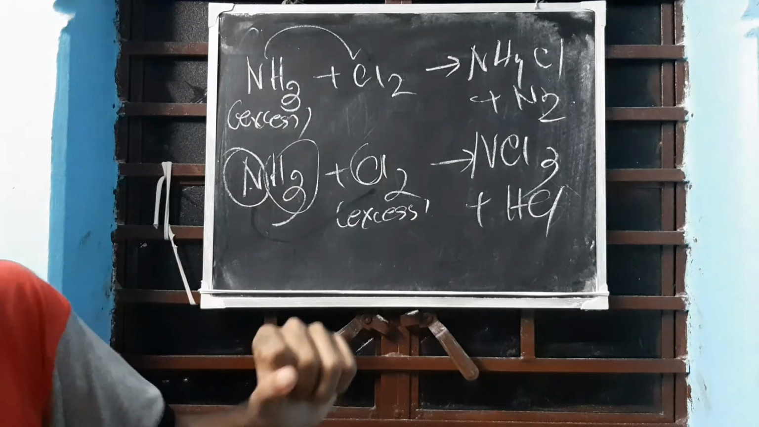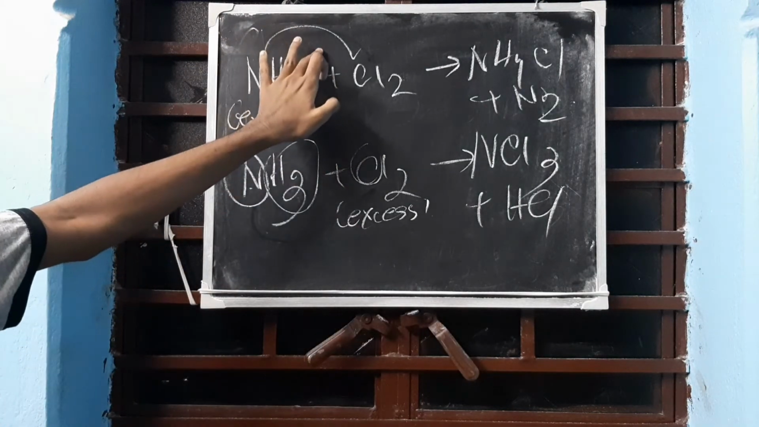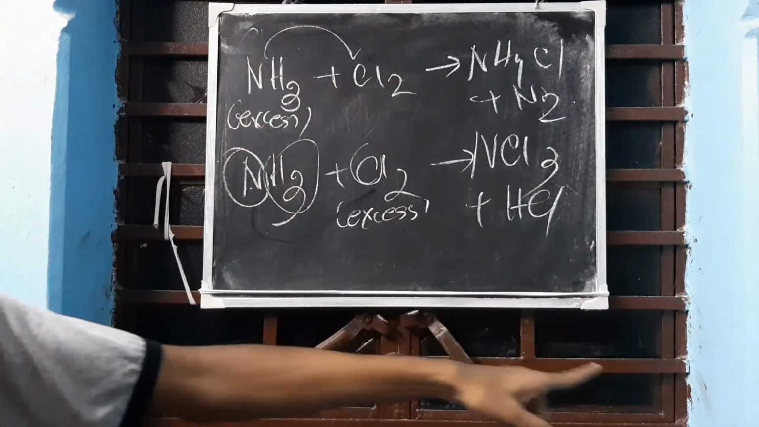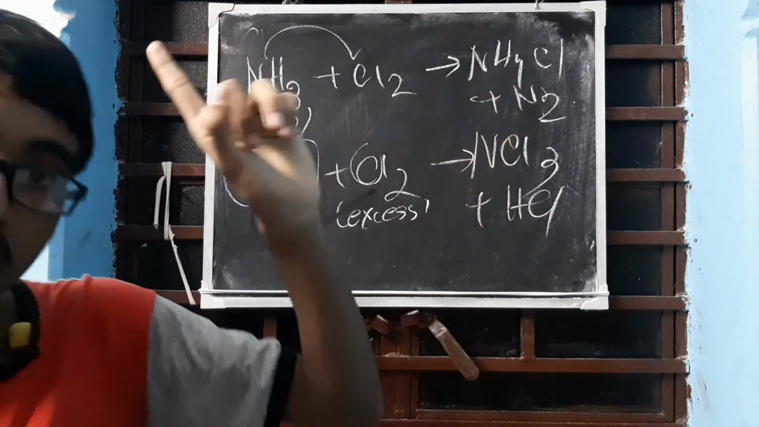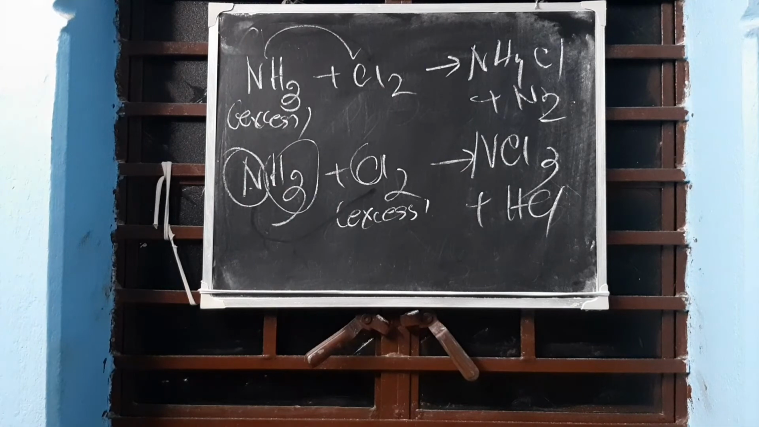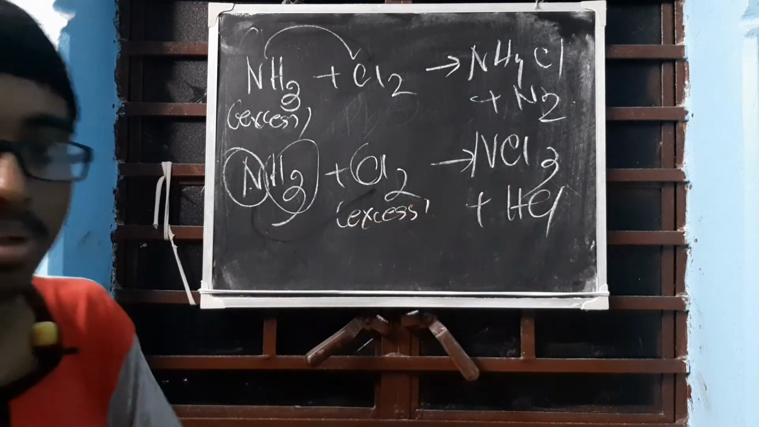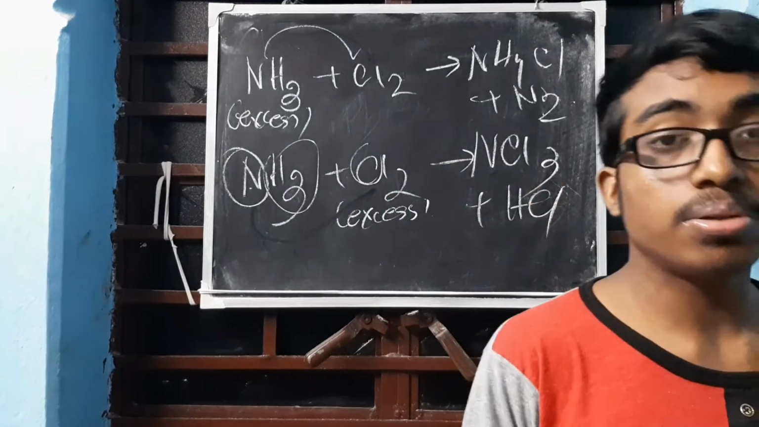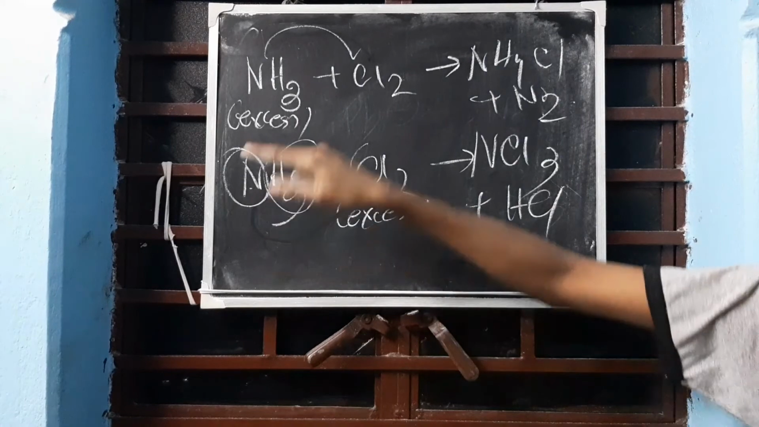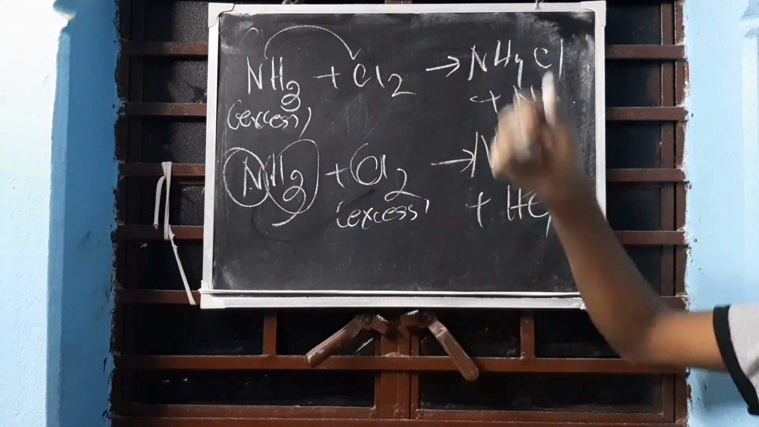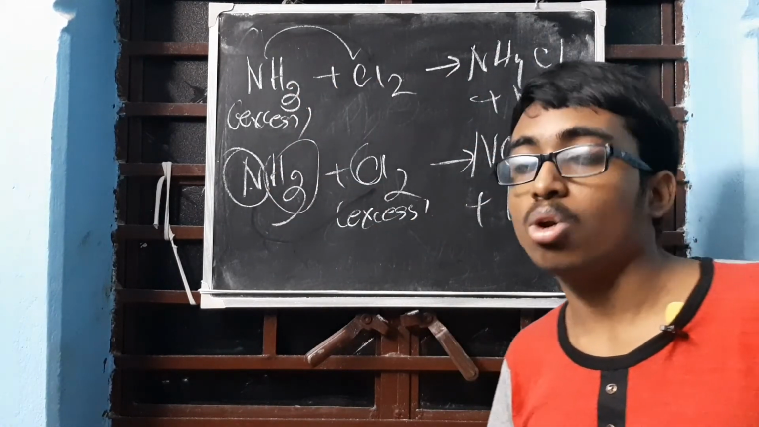So what do you notice? When NH3 is in excess, NH4Cl has to be there. When Cl2 is in excess, NH4Cl necessarily does not have to be there. Here NCl3 is being formed. So whenever chlorine is in excess, nitrogen trichloride has to be formed. In case of ammonia in excess, the product is ammonium chloride.